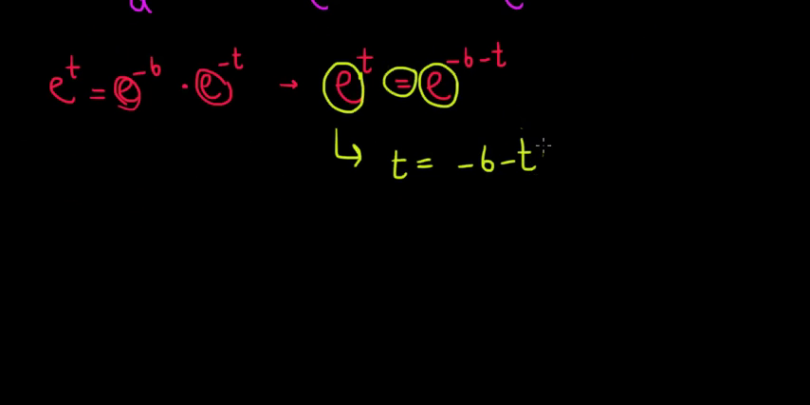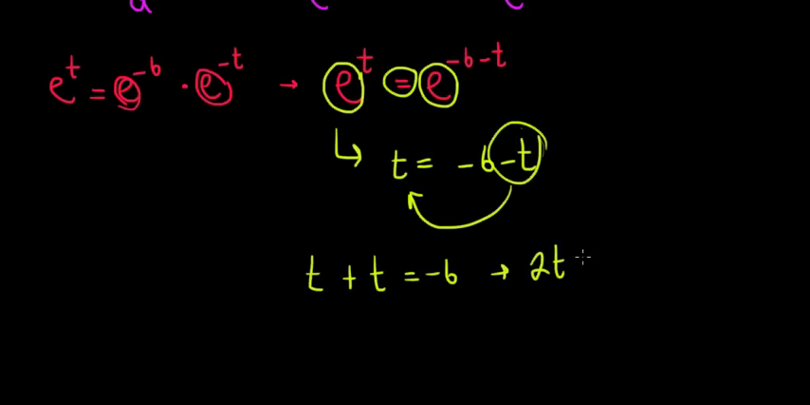Now let's take the minus t to the other side. So this term, let's take it to the left, and it will become plus t. So t plus t equals minus 6, which means that 2t equals minus 6, which means that t equals minus 6 divided by 2, and that's just minus 3. And this is the final answer. We are done.